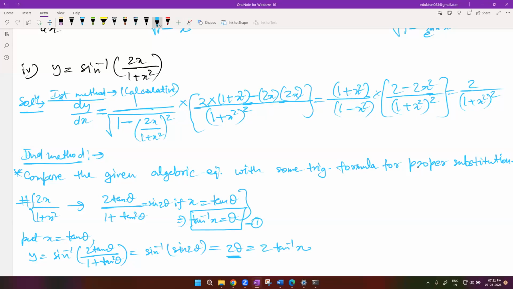Now you see that y is equals to 2 tan inverse x. How do we differentiate this? This is pretty easy. 2 will remain constant, a constant and a variable in multiplication, so 2 will be the same. We just have to differentiate tan inverse x, which is 1 upon 1 plus x square. And this process is very easy.